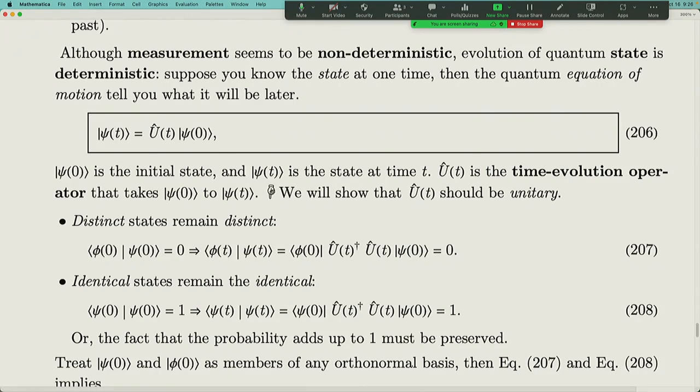Another fact is that if you start from the identical state, then I just use the same symbol, psi 0 and psi 0. They are identical, and suppose they can be normalized, then the identical state has a scalar product of 1. After the time evolution, it still remains identical, meaning that their scalar product is still 1. And then they still have 100% overlap between them.